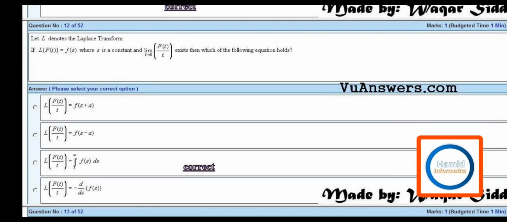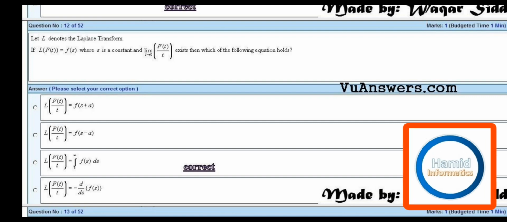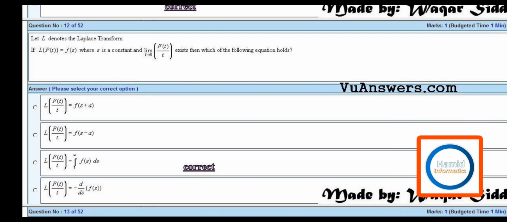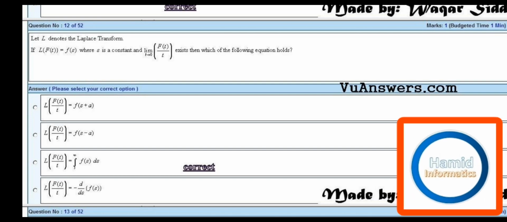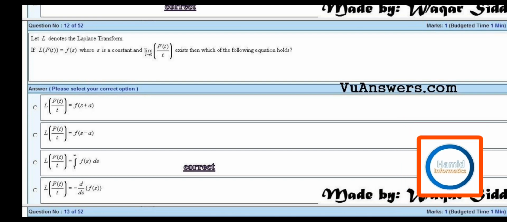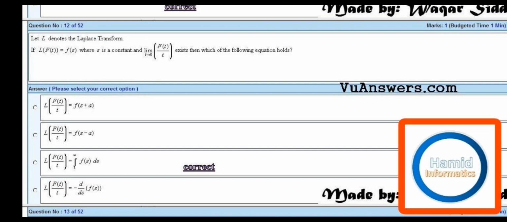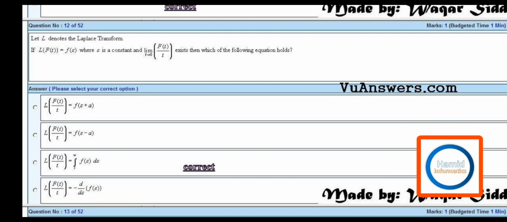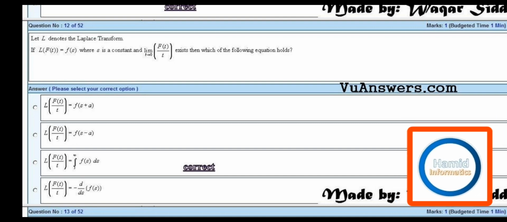Let L denote the Laplace transform. Then if L of f(t) is equal to F(s), where s is a constant and the limit as t approaches 0 of f(t) over t exists, then which of the following equations holds? And the answer is L of f(t) divided by t is equal to the integral from s to infinity of F(s) ds.